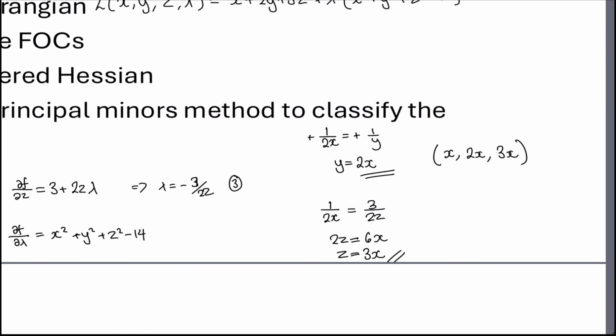Substituting this general solution into our constraint will get us the particular solution. So if we do that, we get x squared plus 4x squared plus 9x squared is equal to 14. So 14x squared is equal to 14. So x squared is equal to 1. So we get x is equal to 1 or x is equal to minus 1.